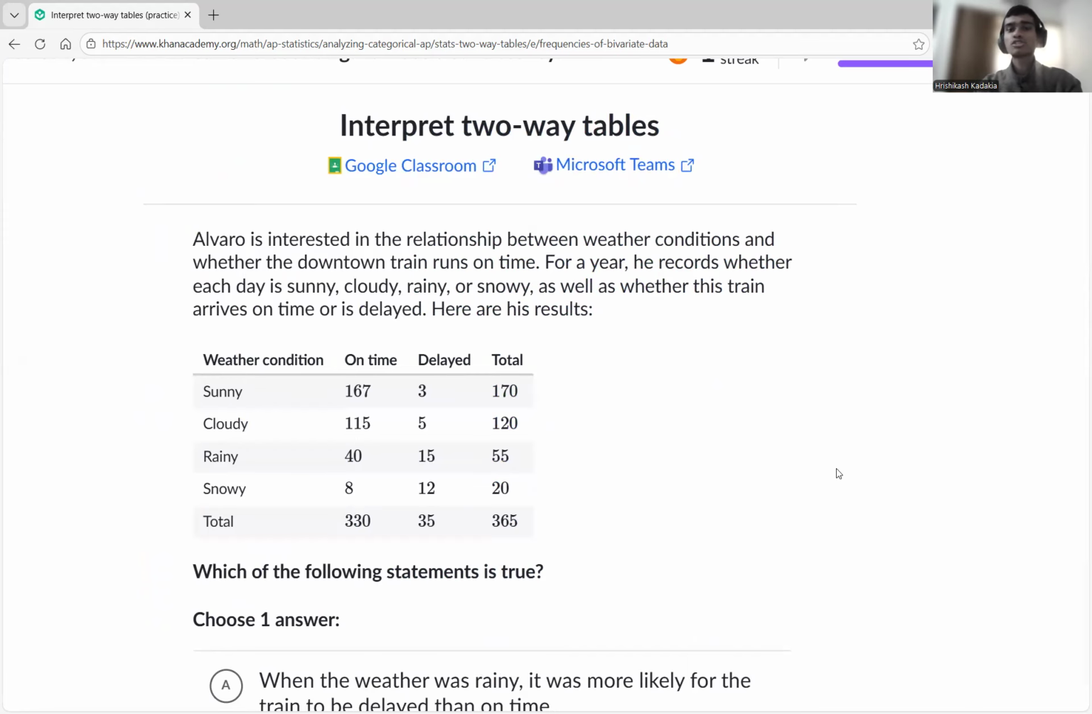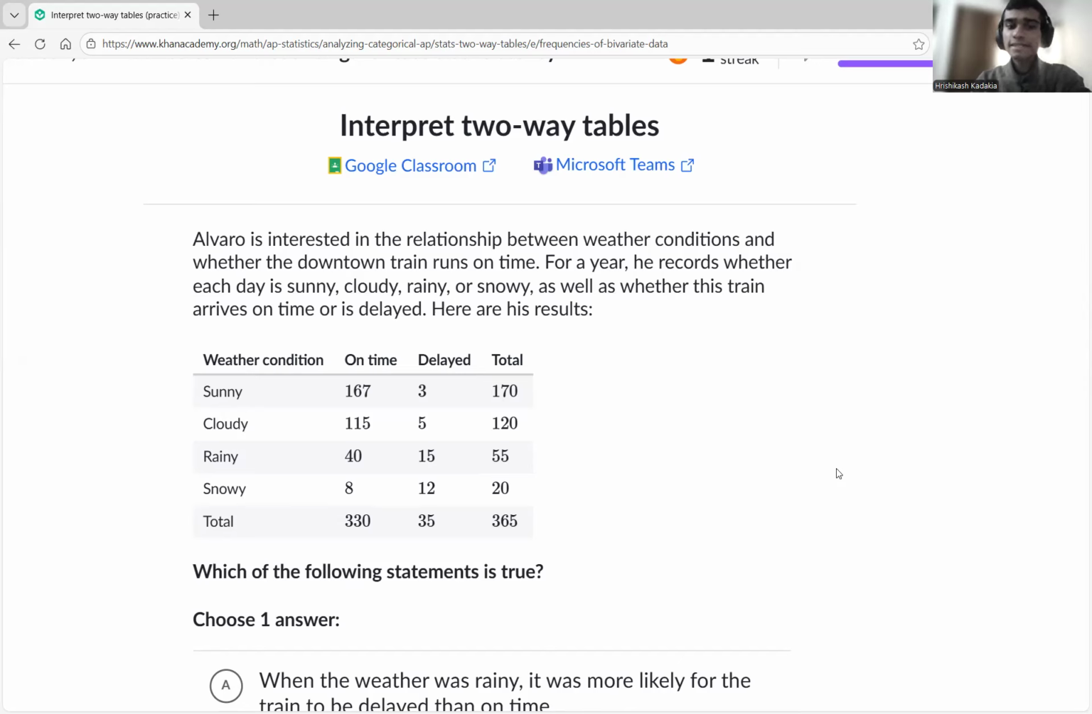Alvaro is interested in the relationship between weather conditions and whether his train runs on time. For a year, he records whether each day is sunny, cloudy, rainy, or snowy, as well as whether his train is delayed. So he's just recording what the weather condition is and whether the train is delayed or not, because during snowy days, sometimes it's been delayed.